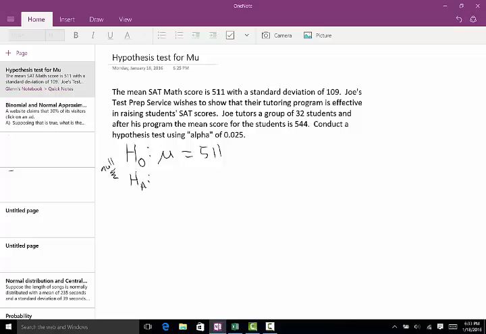The alternative, see, we sneak that in below, it's what Joe really wants to prove, is that the tutoring increases the students' scores. Now notice I don't put the 544 here. It's not that Joe thinks his students will score on average 544, it's just that he thinks they'll score higher than everybody else.